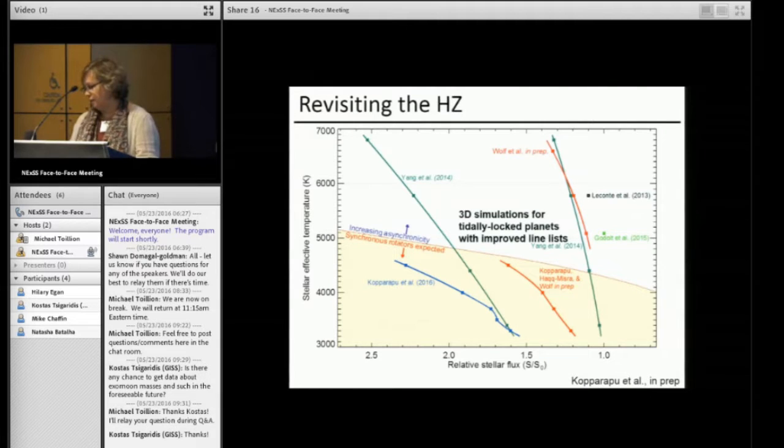This one here is recent work done by Ravi Kopparapu, who just left, but he's here, looking at updating our understanding of molecular line lists. This is where they're very, very important, and climate models and understanding three-dimensional models of synchronously rotating planets, and just showing how, as we put in more of the physics and update our models, our understanding of where the habitable zone might be oscillates around a bit. But we're still working on trying to pin down the limits for the habitable zone. So that's one area, and that's just one example of that sort of work.